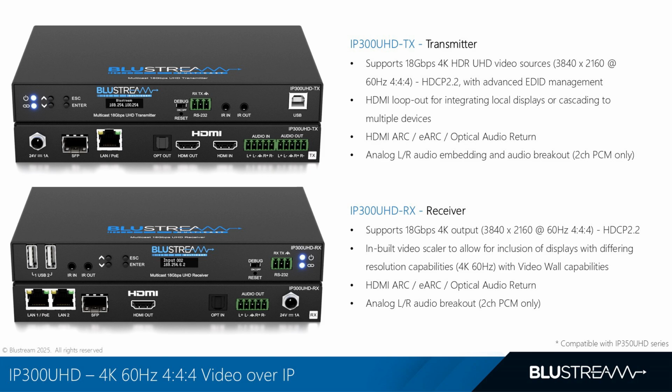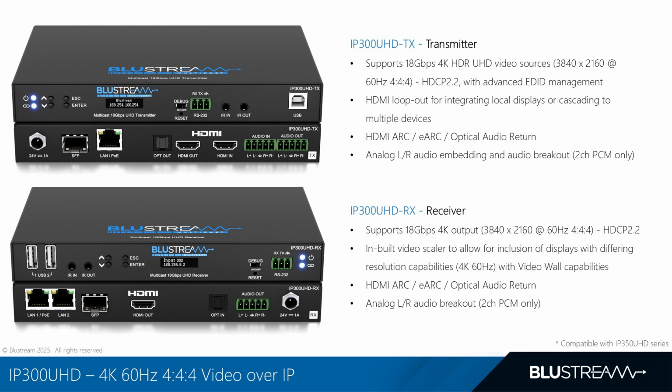Building on what we introduced in the IP250 UHD, the IP300 also includes an SFP fiber module slot. These provide added flexibility for reaching remote displays and source locations, especially where copper cabling simply won't cut it due to distance or limitations in conduit access.